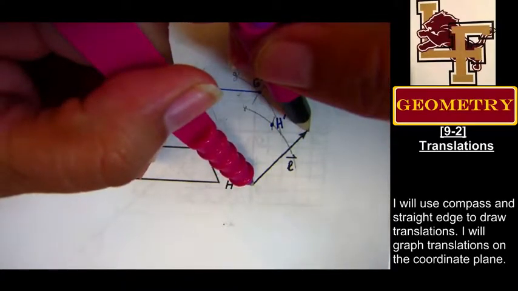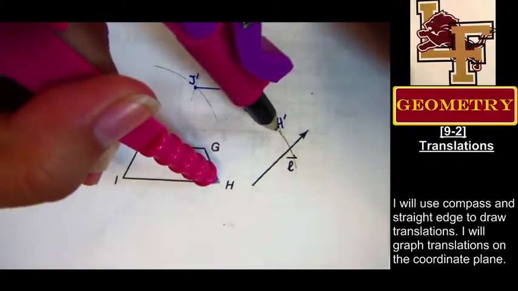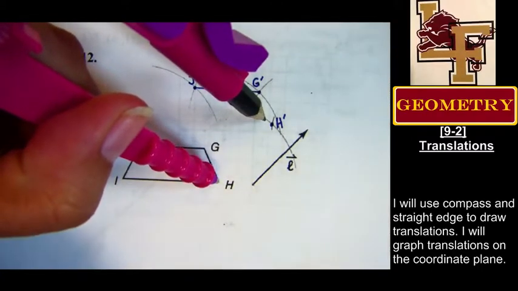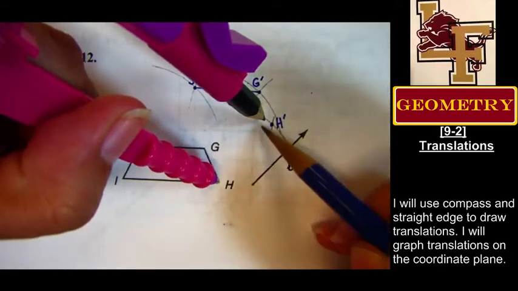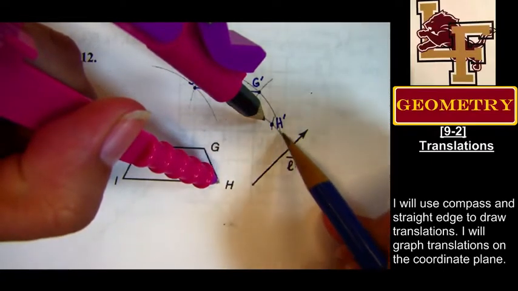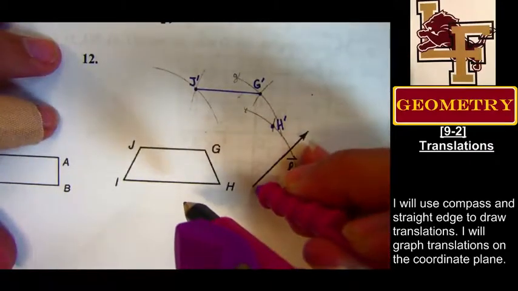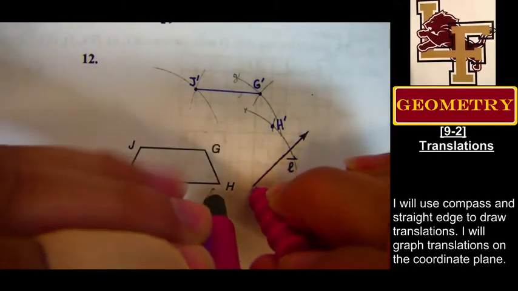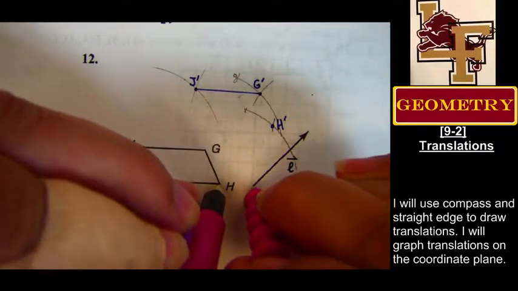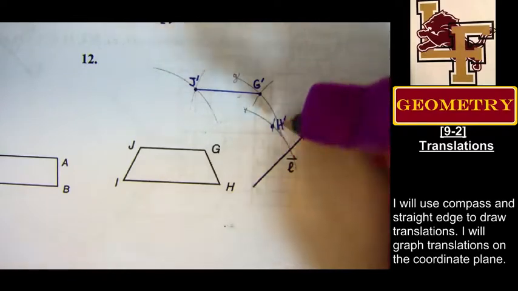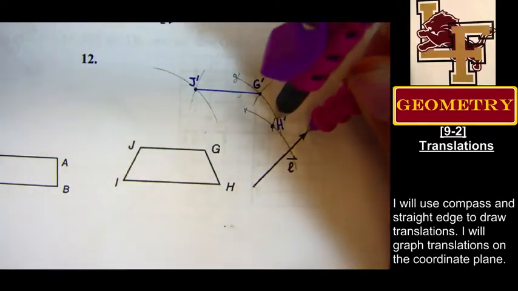So I grabbed the magnitude of the vector and I traced it from H. That gave me this arc right here. So that's this arc right here. Then I grabbed the distance from the start of the vector to H, and I drew that as an arc, but I moved my compass over to here.